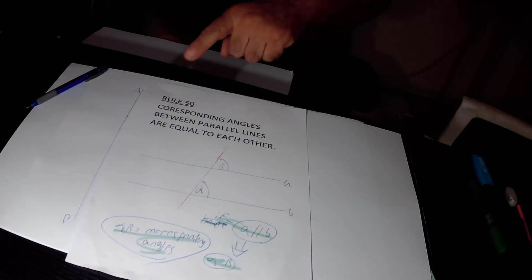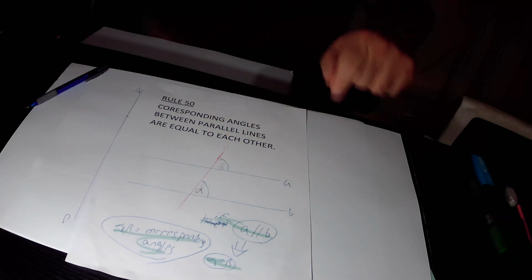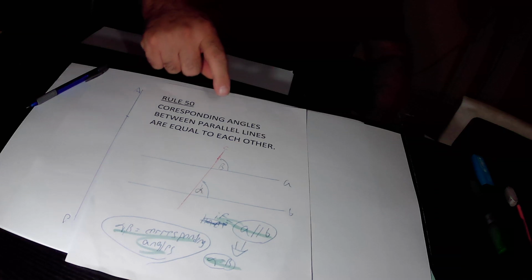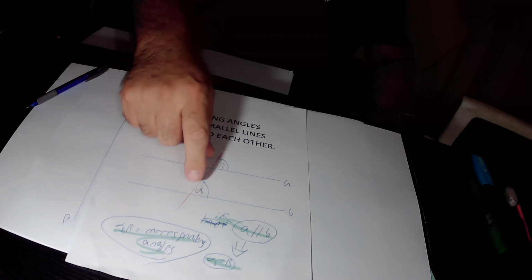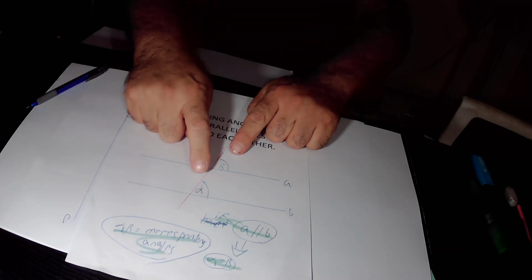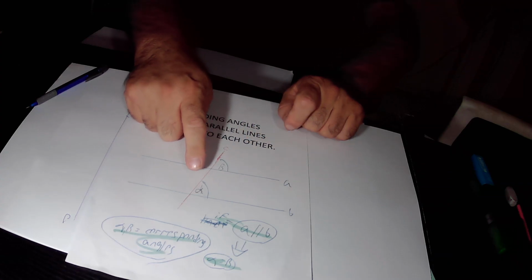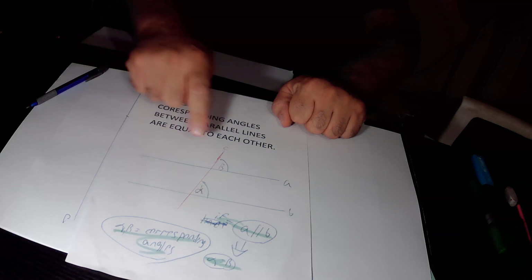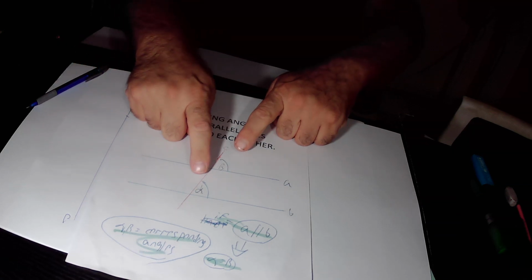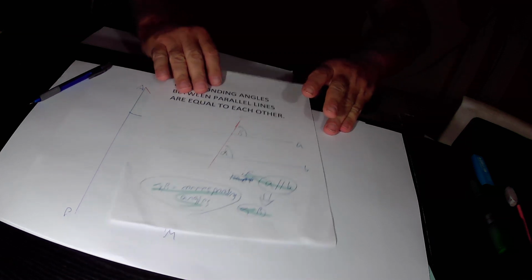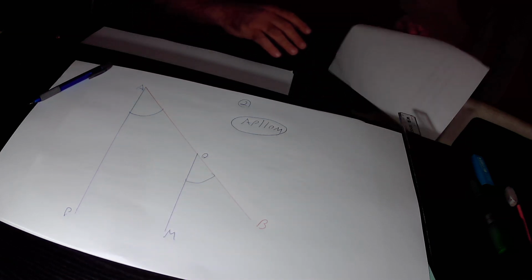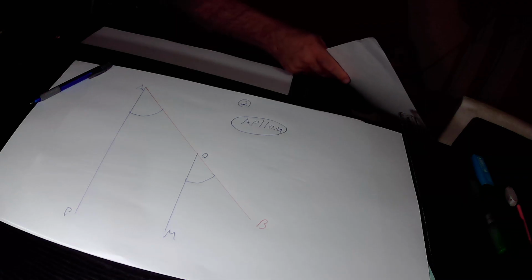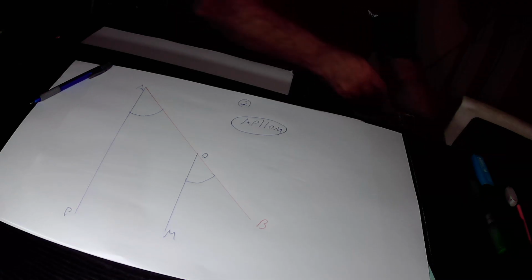In the drawing you have line A, that is parallel to line B. The red line C cuts the two parallel lines at those two points. Those two angles, alpha and beta, are defined as corresponding angles and they are located between the parallel lines A and B, and therefore they are equal to each other in their sizes. This is to say alpha equals beta. And definitely implement rule 50 in our drawing.